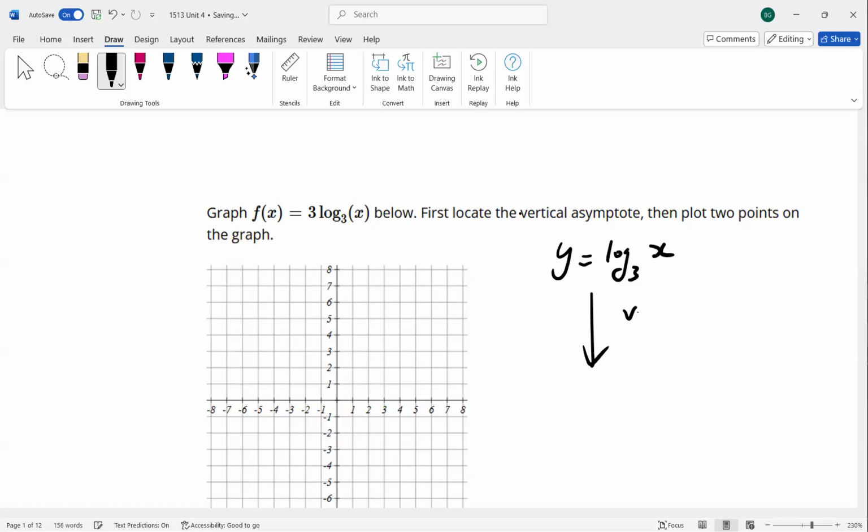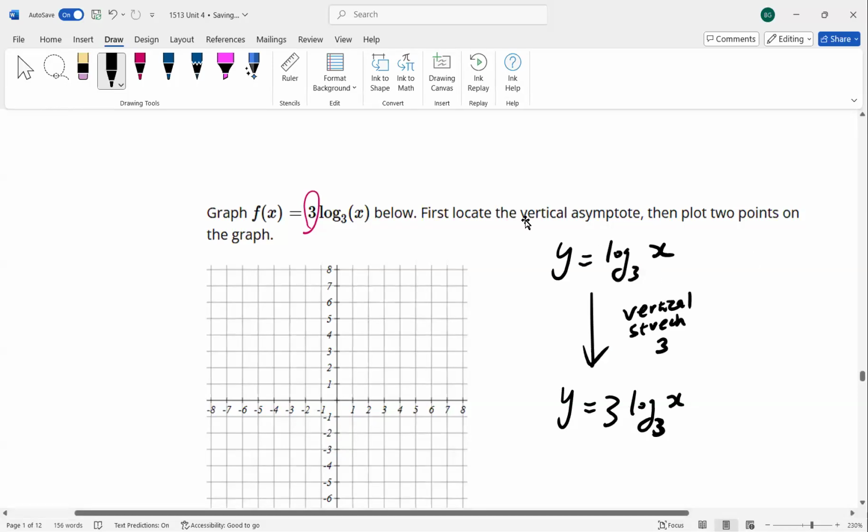And we're gonna do a vertical stretch by a factor of 3 because we have a coefficient 3 in front of the function. Then we have the function we need to find the graph for: 3 log with base 3 of x. So it's a log growth curve, the mother function, and then vertically stretched by a factor of 3. All the y values are going to be tripled. It says firstly locate the vertical asymptote, then plot the 2 points on the graph.